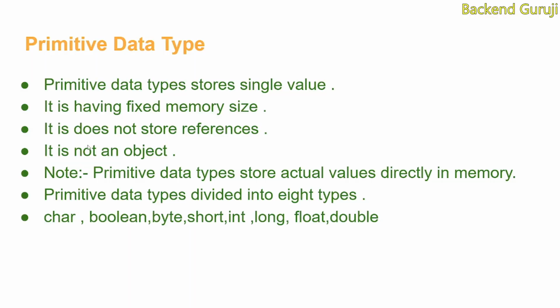Now, primitive data types. A primitive data type stores a single value every time. It has a fixed memory size. If we specify byte, byte has some specific memory, and the same for the other types. It does not store references. It is not an object; it is not a reference type. A primitive data type stores the actual value directly in memory. Primitive data types are divided into 8 types: char, boolean, byte, short, int, long, float, double.